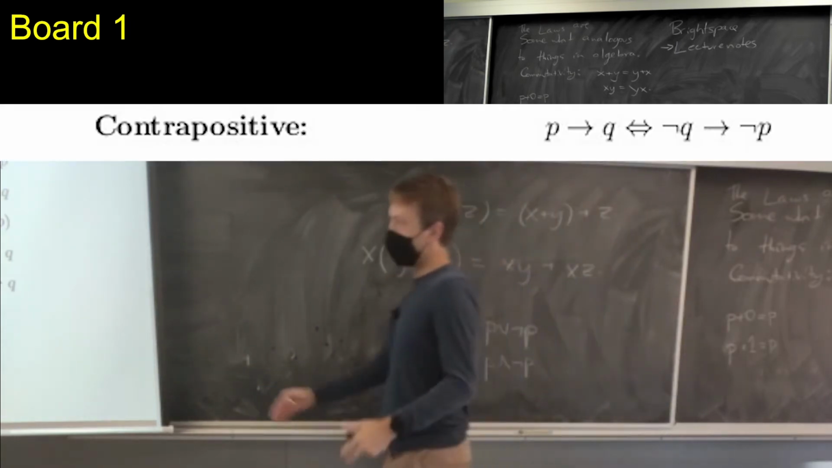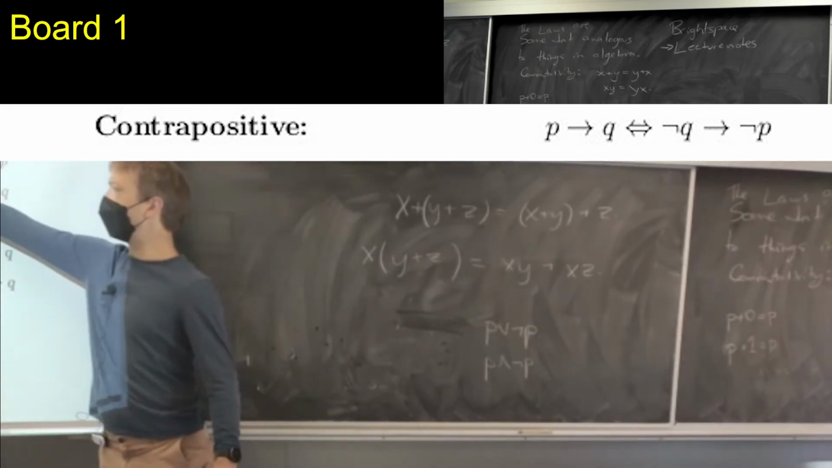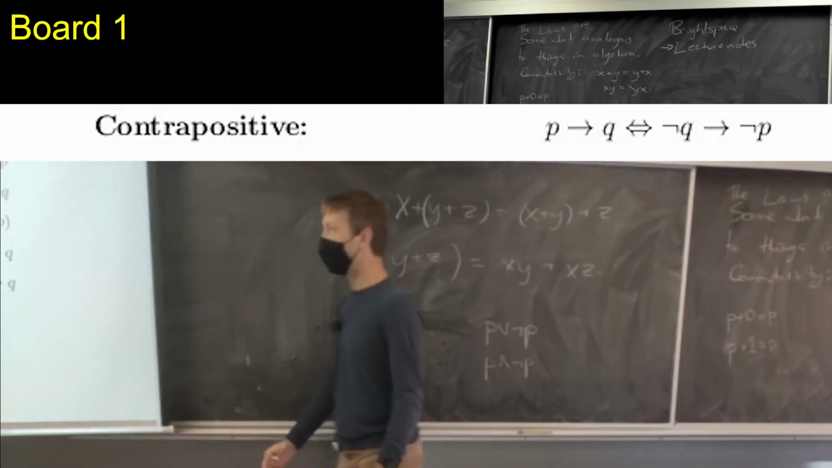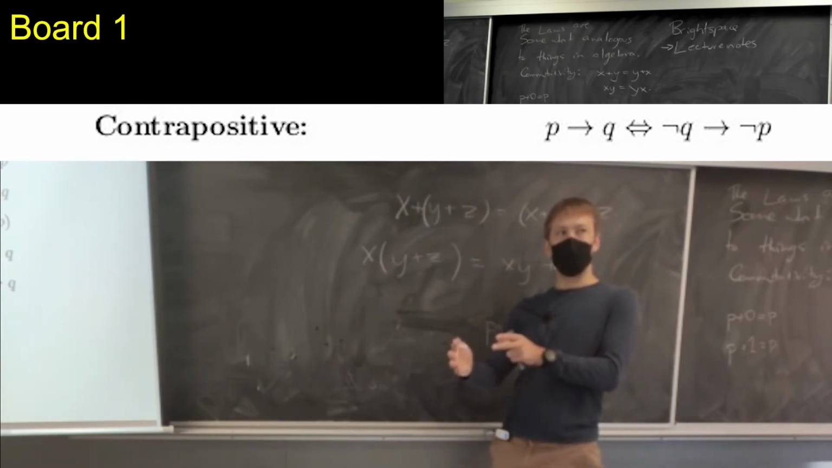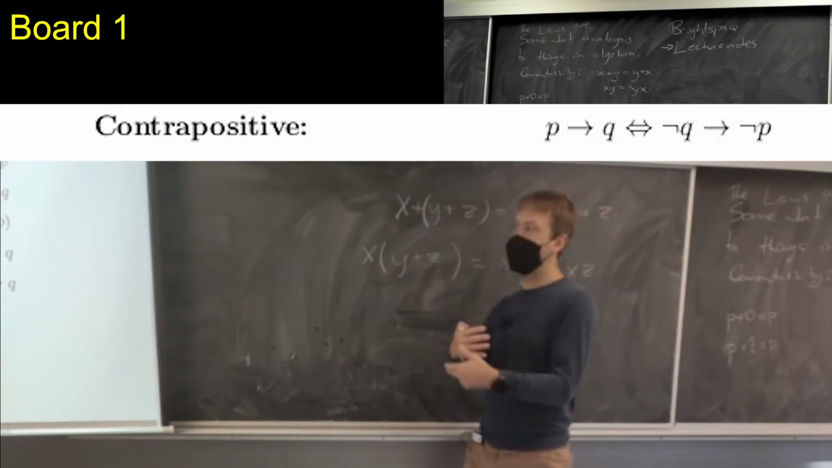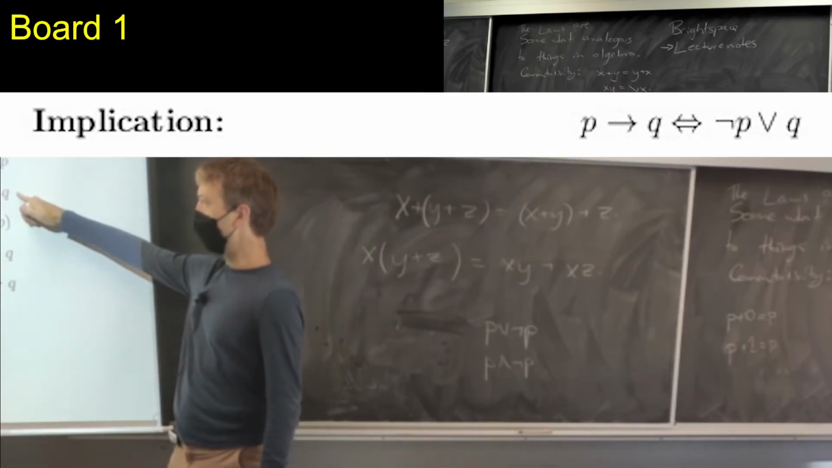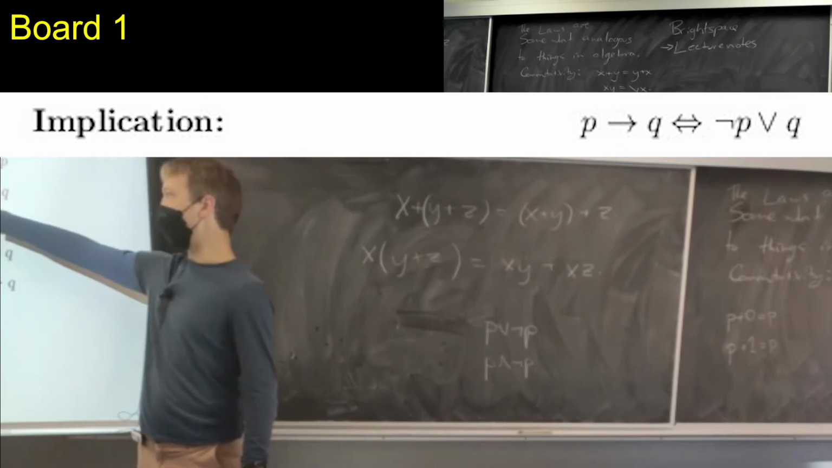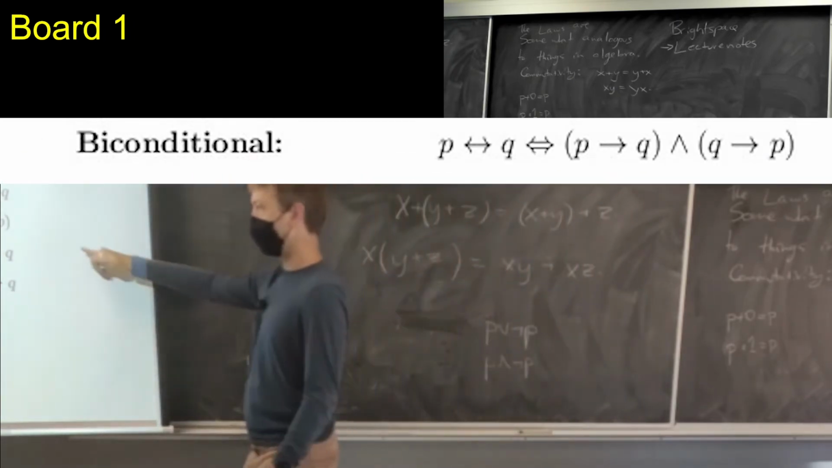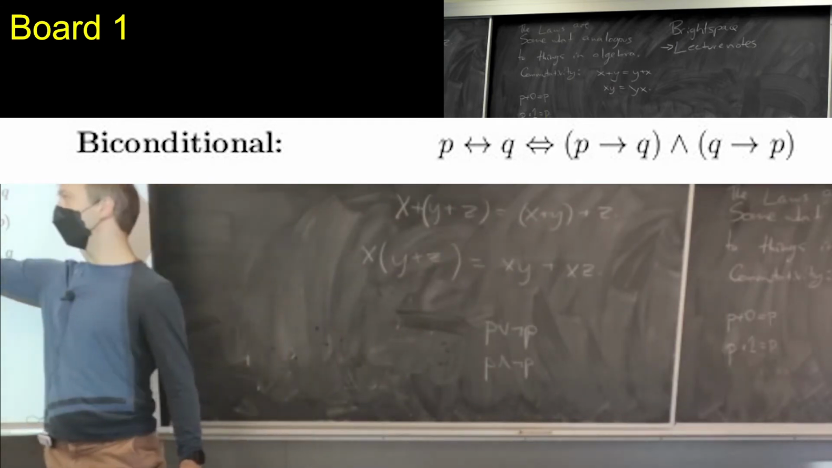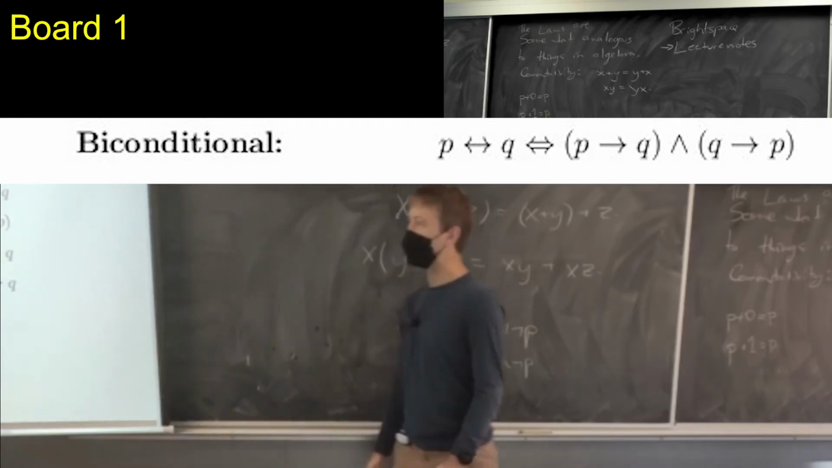So the first one is the contrapositive. I think we talked about that last time, that P implies Q is the same as not Q implies not P, right? So if you have an implication, you can take the contrapositive, and it gives you the same thing. We also did this one at some point with a truth table: P implies Q is the same as not P or Q. We also did this one with a truth table, that P if and only if Q is the same as P implies Q and Q implies P.